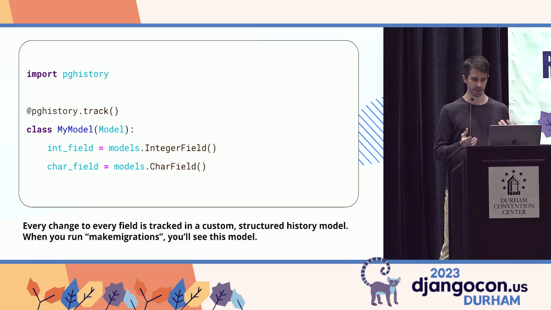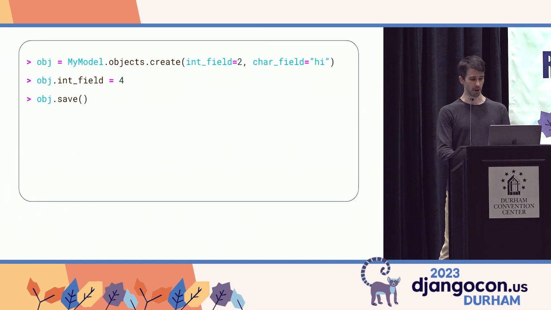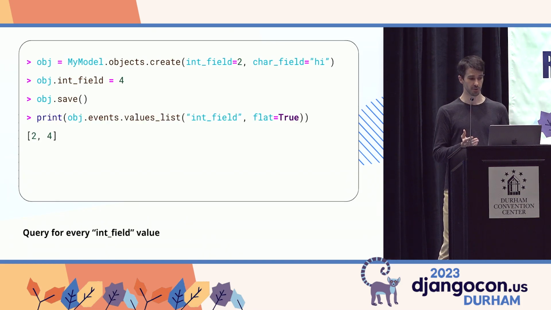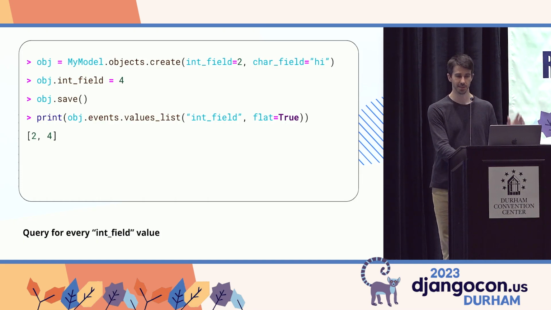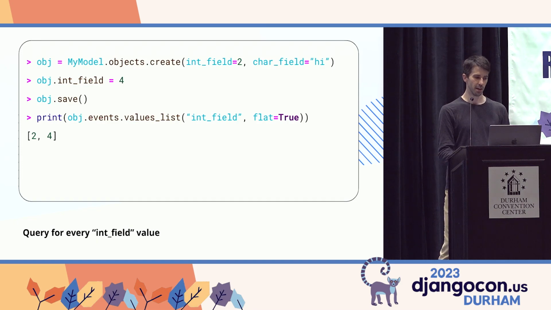There's actually a new model that's created entirely, your event model for the model that's being tracked. When you run makemigrations, you'll actually see this model appear. And then any change you make to this model is tracked automatically. So let's say, going back to our example, we create the model with an integer field of 2, change it to 4, and save it. PG history makes that event tracking model. You have a reverse relation called .events on your object, and you can see every value of that integer field, and it's a native integer field in the database. So we can see it was 2 originally when it was created, and now it's 4.